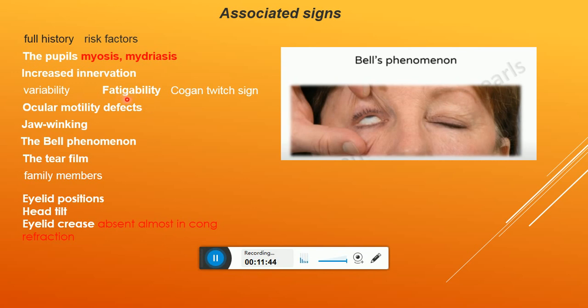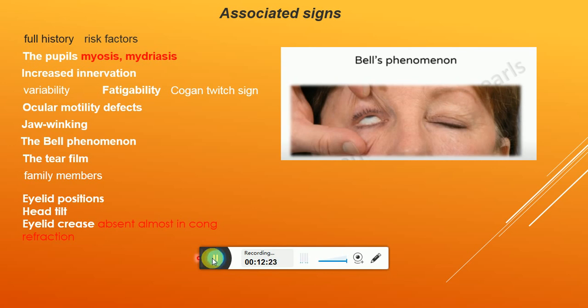Another important thing is fatigability. It is tested by asking the patient to look up without blinking for 30 to 60 seconds. Progressive drooping of one or both lids, or inability to maintain up gaze, is suggestive of myasthenia gravis. Myasthenic ptosis may show an overshoot of the upper lid on saccade from down gaze to the primary position. It is known as Cogan twitch sign, along with a hop on side gaze.